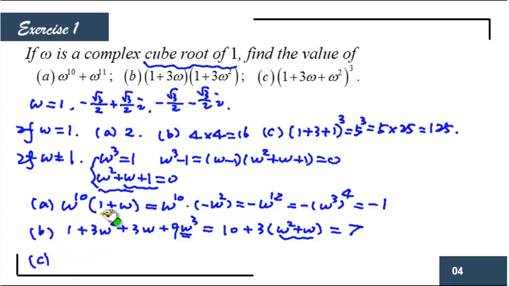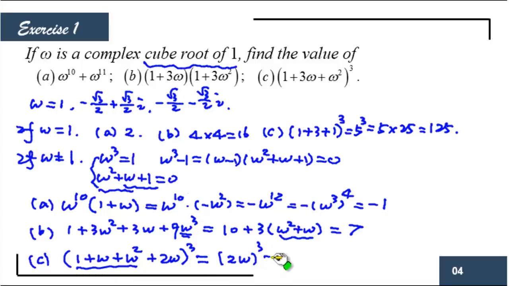For the third one, we can see 1 plus omega squared, and still we have 2 omega cubed. That means 0, and this expression means 2 omega squared. That means 2 cubed times omega cubed. That means 8 times 1. That is 8.